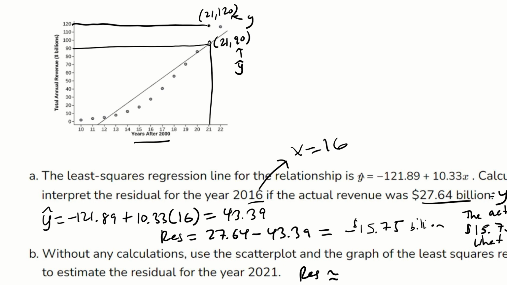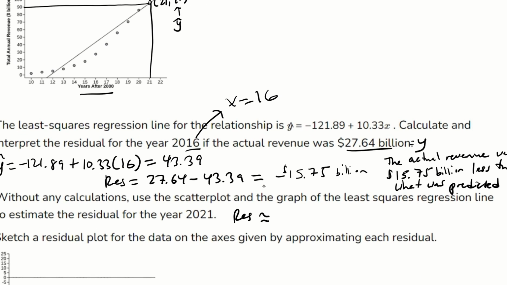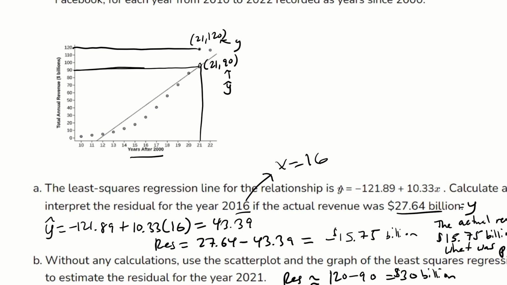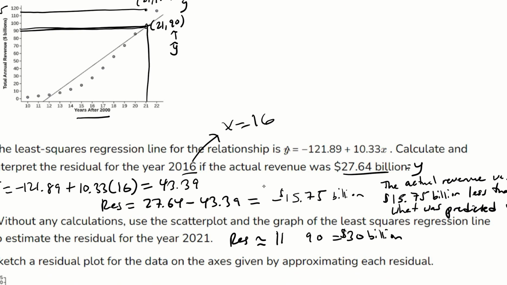Now this 90 is our y hat. This is our y. So our residual is y minus y hat, so 120 minus 90, or 30 billion. Okay, so it appears that it's about 30 billion. It might be in the neighborhood of the 20 to 30 billion range. We're just estimating. It might be a little bit less than that, actually closer to 115. So it's about 115 minus 90, so we'll say it's about 25. Again, it's an estimate, so it's fine if you didn't get exactly that.